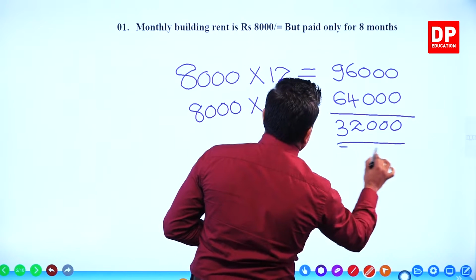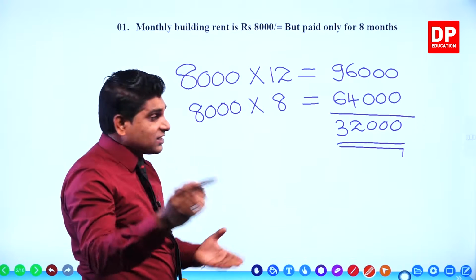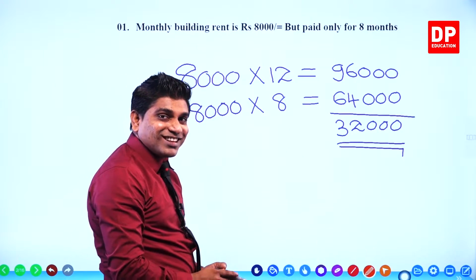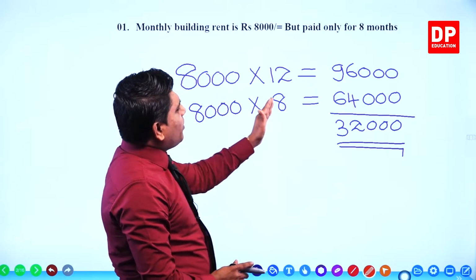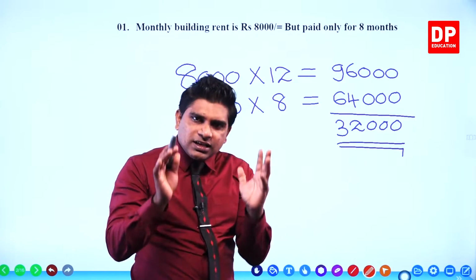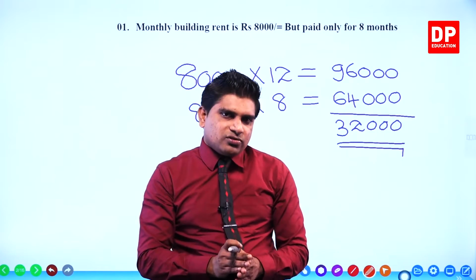They have to pay how much more? 32,000. Check, is it correct or wrong? Correct, right? 8,000 into 12 months, how much? 96,000. It is the annual building rent expense.